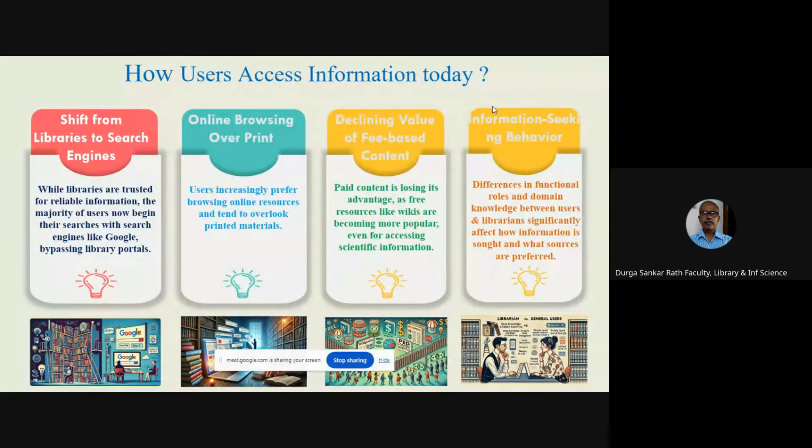We know very well wikis are subject to change every time. Anyone can change the content. Still, people understand that they are of more use to them, and the differences in functional roles and domain knowledge between users and librarians significantly affect how information is sought and what sources are preferred.